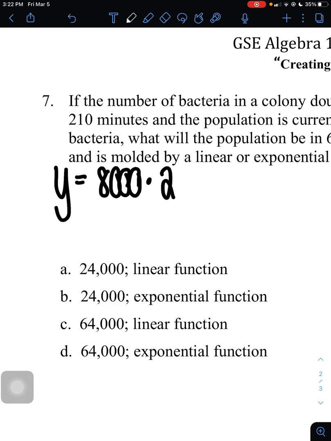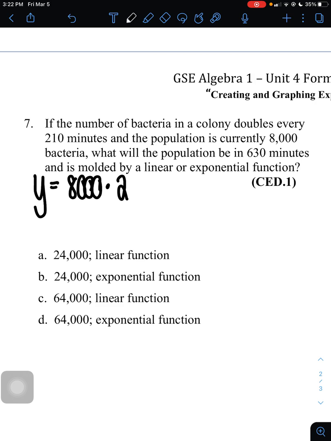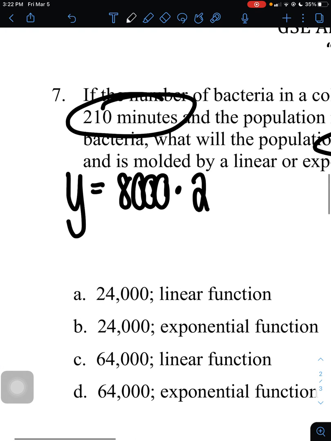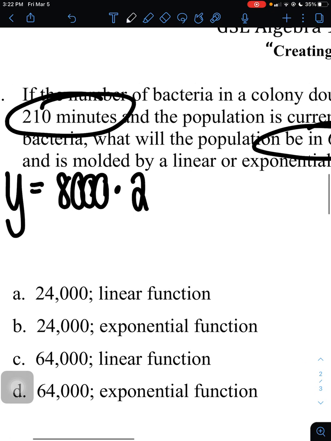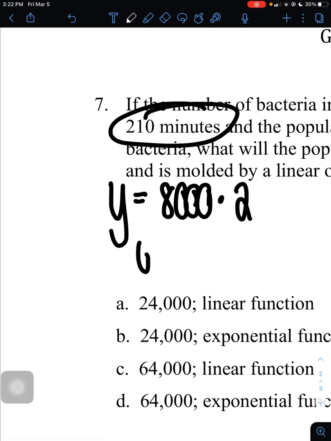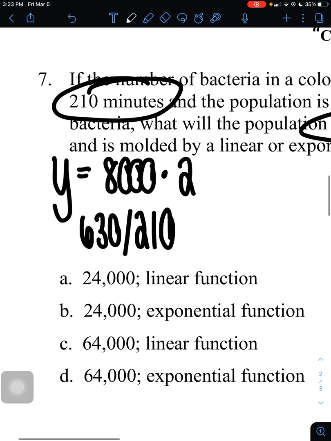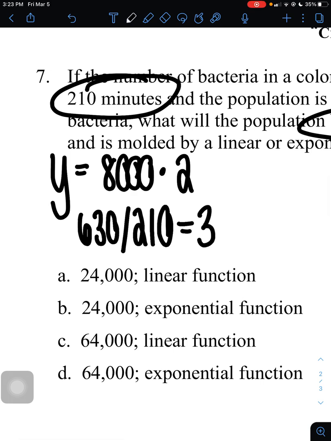Times 2. And then my exponent is, this is the part we need to work a little bit carefully on. So it says that I have 630 minutes, but the bacteria is doubling every 210 minutes. So I need to figure out how many times it is going to double in those 630 minutes. So what operation do we do, you guys? Division. Hopefully you said division. This is equal to 3, hence our exponent is 3.